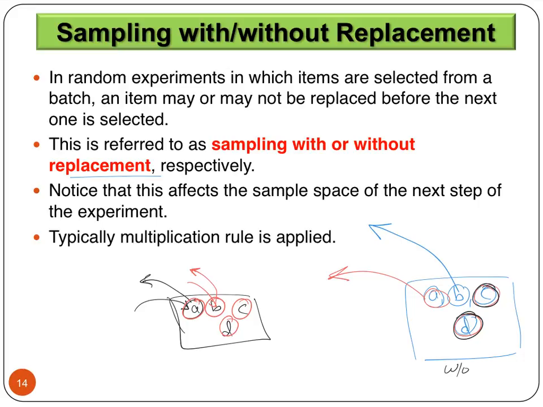Now I have to choose for the third time. How many possible outcomes are there? Again, since I put the B back, I still have the four of them inside the bin. I'm doing my third choice. Okay? And this is with replacement. Now the possible outcomes in the two different cases are going to be different, as you can imagine, and we'll see that in some of the examples.